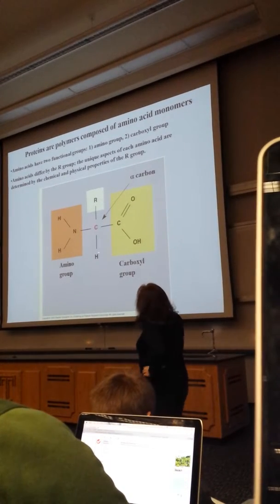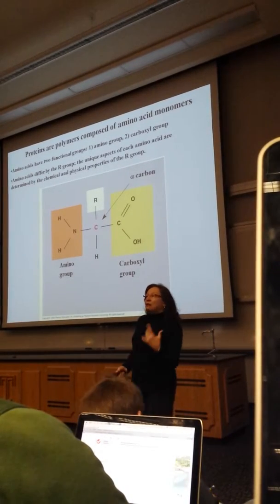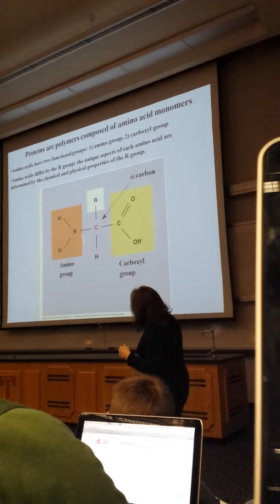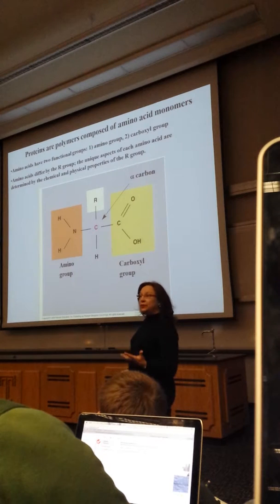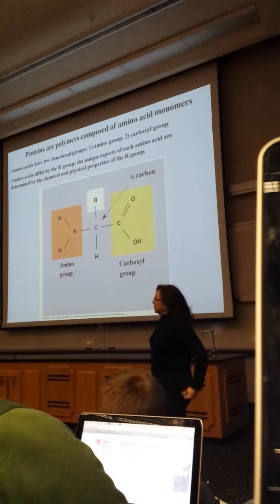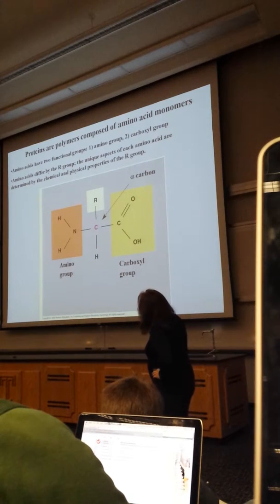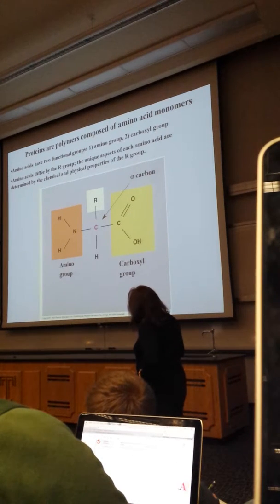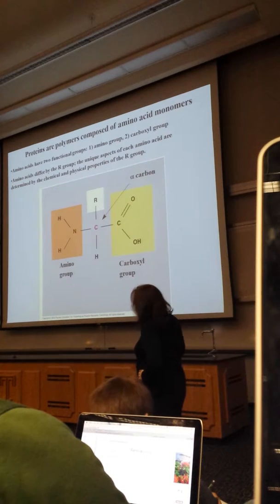So when we were talking about functional groups, if you recall, we talked about amino groups and we talked about carboxyl groups, and the example we used for both was an amino acid. And so we're going to revisit the structure of the amino acid. An amino acid has what we call an alpha carbon.